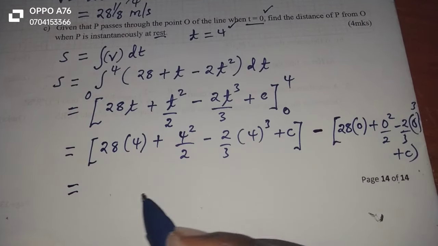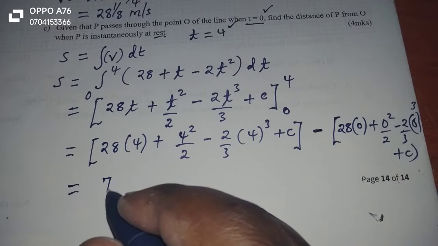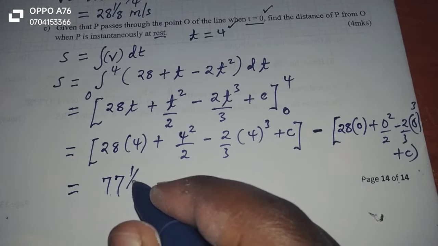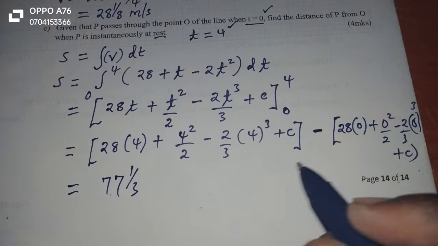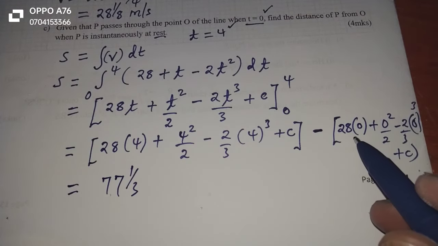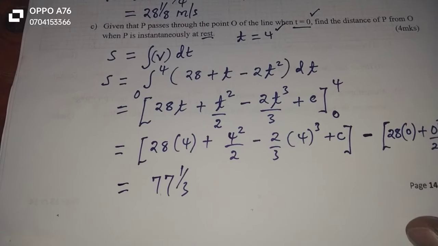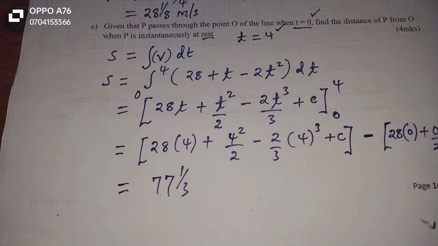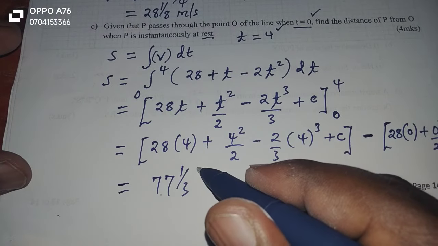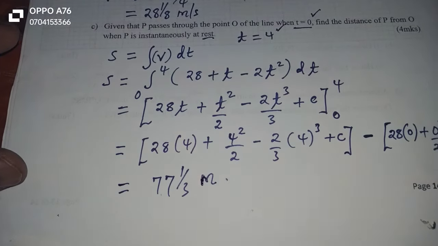Let me compute this part, whereby I'm getting 77 and a third plus c, then minus these zeros plus c. So c minus c becomes 0. And the value of the distance traveled is 77 and a third meters.